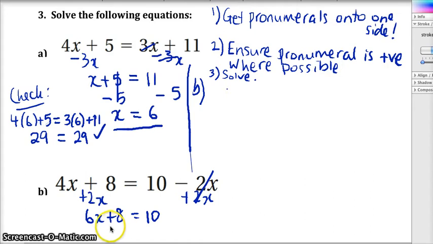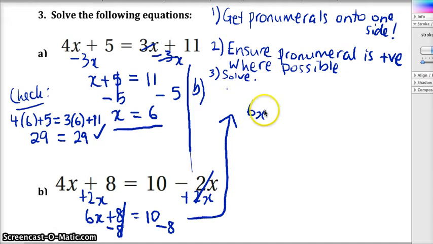Now I need to say, well, what's happening to the 6x? Being plus by 8, I want a minus by 8 on both sides, so just bringing that up to here. I'm going to have 6x, because plus 8 minus 8 is 0. Sorry, I'll write that a bit clearer. I'm going to have 6x is equal to 10 take away 8, that's 2.